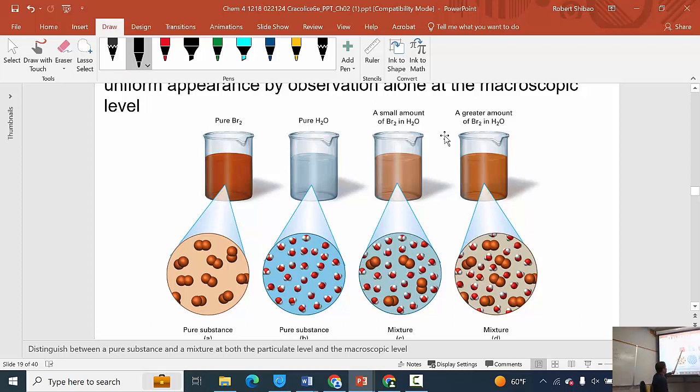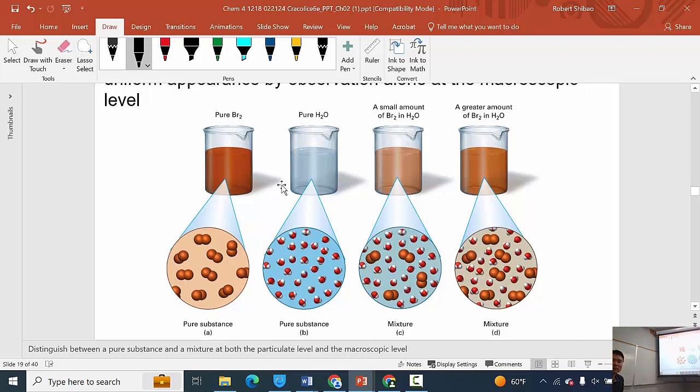So we can take pure bromine, which is liquid, and we can take pure water, which is also liquid, and then we can make a mixture. The mixture's composition is variable, so we can add different amounts of bromine. This is a small amount of bromine, which we call a more dilute solution. And here's a greater amount of bromine, which we call a more concentrated solution. So we can make a dilute solution of bromine or a more concentrated solution, and the color will be different, as well as some of the properties. The boiling points will be different, density will be different, etc. And so those are mixtures there.